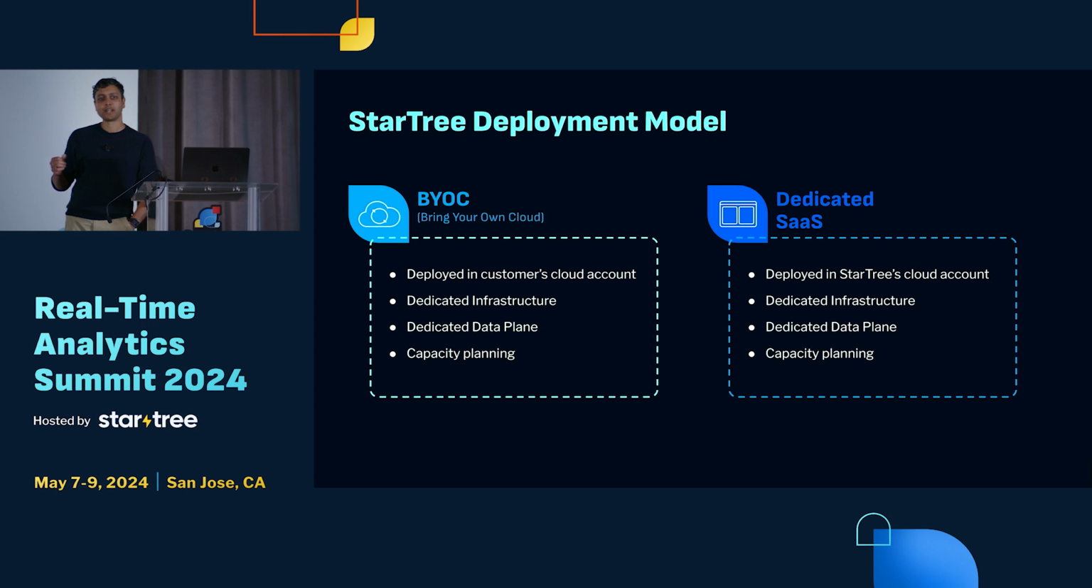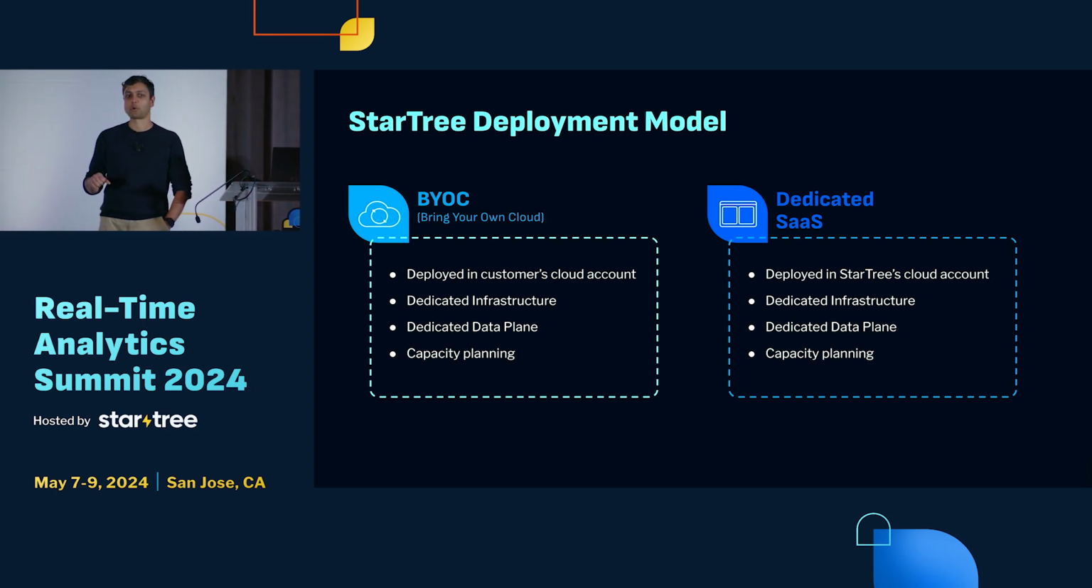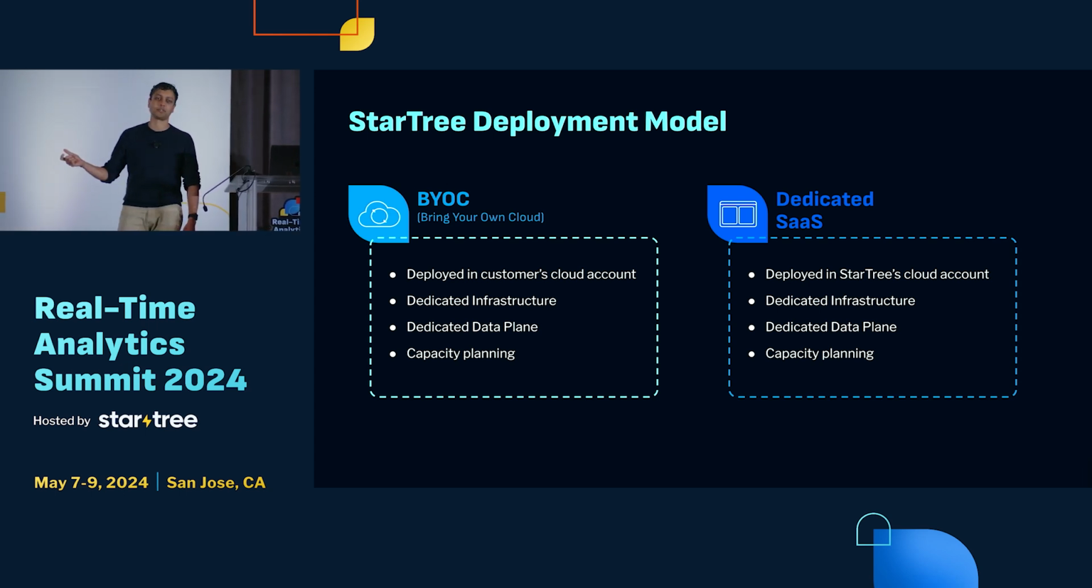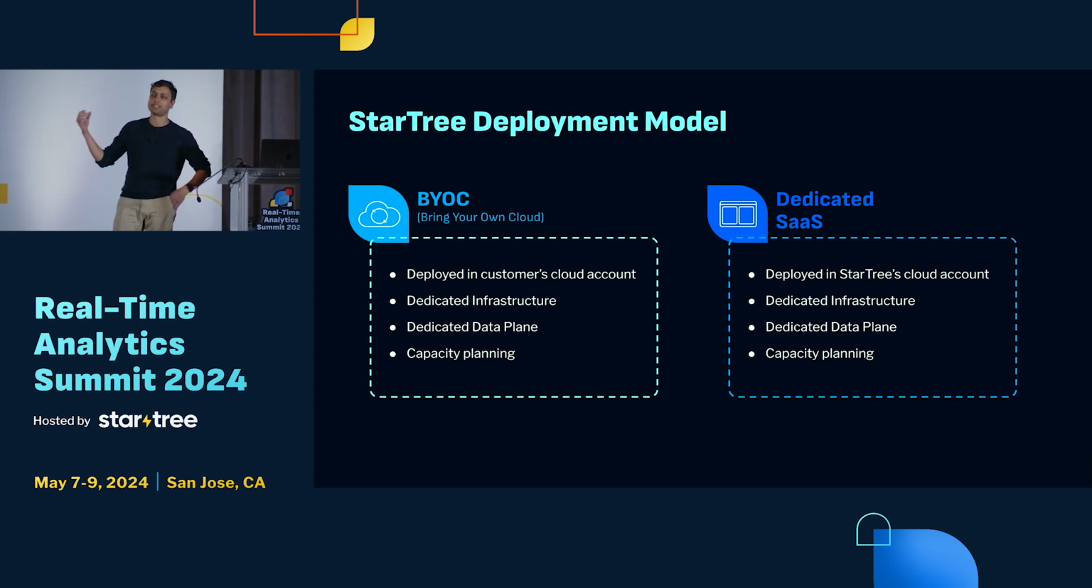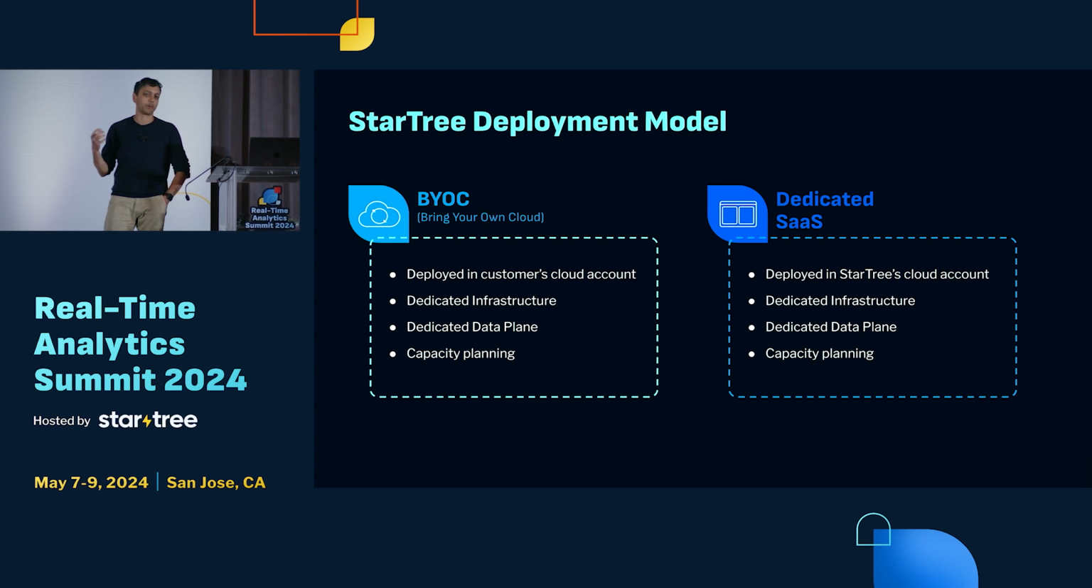Up until StarTree serverless came along, these were the two deployment models we had. The first one is BYOC, or bring your own cluster. This is where we deploy StarTree Cloud in the customer's account, in their VPC. And then the dedicated SaaS offering, which is an environment that we host in a StarTree account, and customers just connect to it like any other SaaS product.